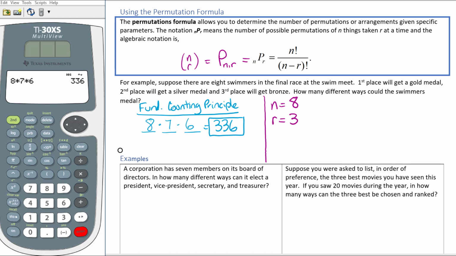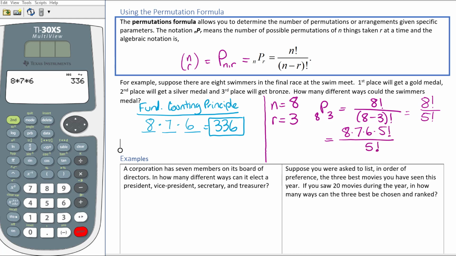So when I plug it into my permutation formula, I'm going to write 8 and 3, so 8 choose 3. On the numerator, I have 8 factorial. On the denominator, I have 8 minus 3 factorial. And 8 minus 3 factorial is 5 factorial. And we just practiced dividing factorials. So we have 8 times 7 times 6 times 5 factorial over 5 factorial. So the 5 factorials divide out, and you have 8 times 7 times 6, which is still 336.